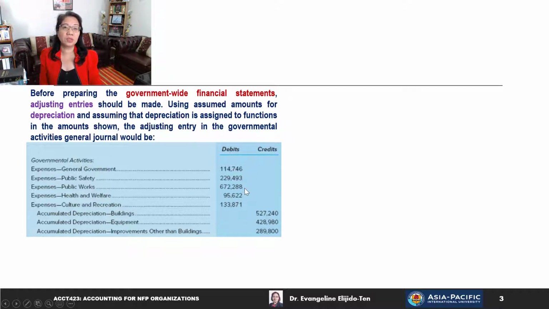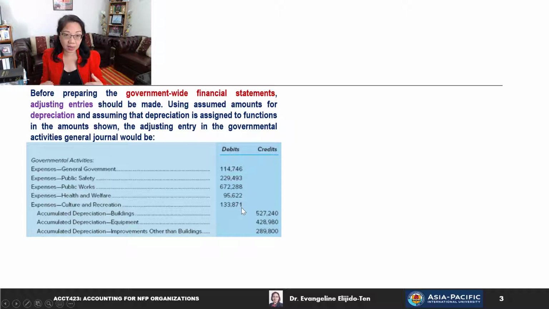All right. So depreciation, whether it is building, whether it is equipment and the like, are apportioned to these different government functions. All right. So the journal entry to adjust depreciation would be to debit expenses, general government, using that amount as assumed. Debit also expenses, public safety. Debit also expenses, public works. Expenses, health and welfare, and expenses, culture and recreation for the specified amounts.